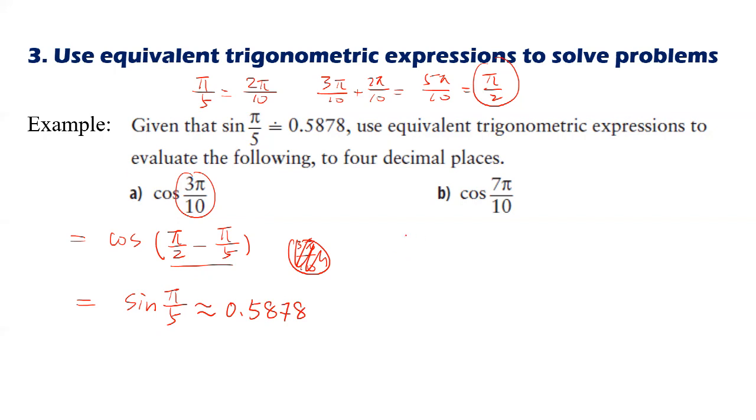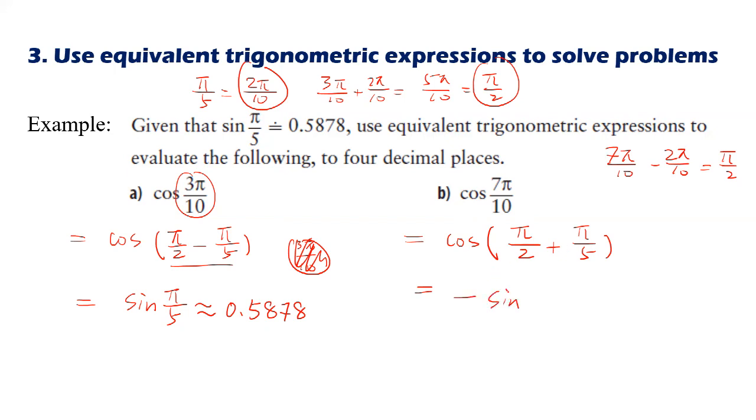Okay, so second question. So note that 7 pi over 10 minus 2 pi over 10 here is actually 5 pi over 10, which is 1/2 of pi, right? So we can rewrite this using pi over 2 plus 1/5 of pi. And according to the property that we have proved, cosine 1/2 of pi plus alpha equals minus sine alpha, right?